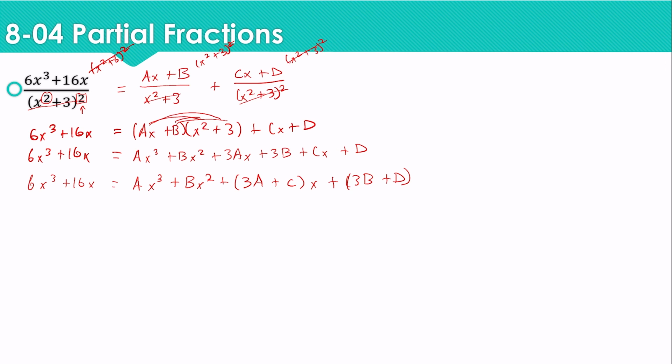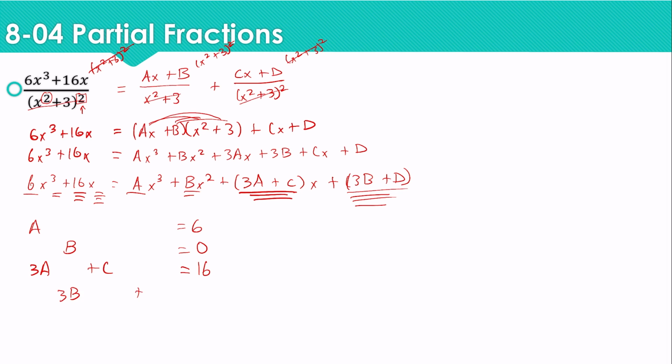So now I write my system. For the cubes, I have a equals 6. Well, that's convenient. For the squareds, there is no square on the left, so that means it must be 0. For the x's, 3a plus c equals 16. And for the constants, there are no constants on the left, so the 3b plus d would have to equal 0.